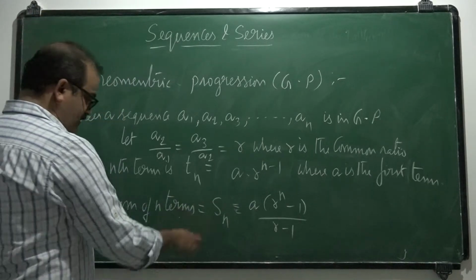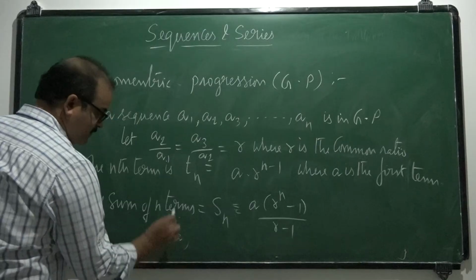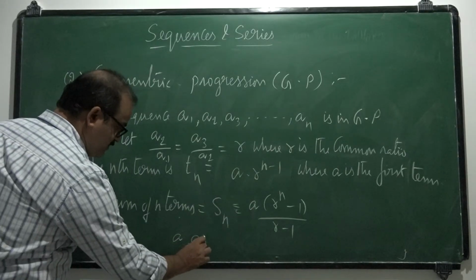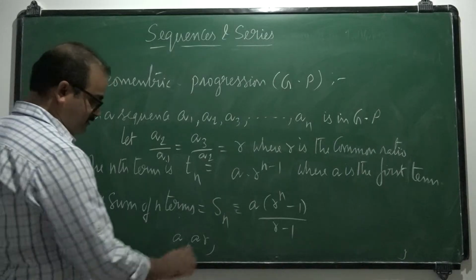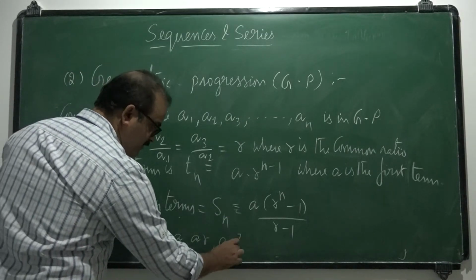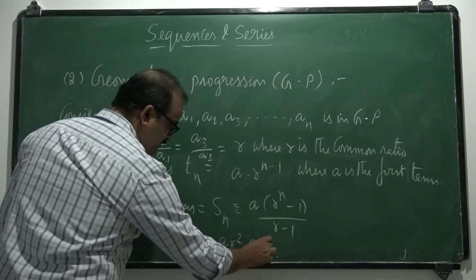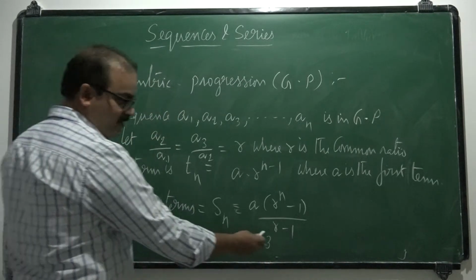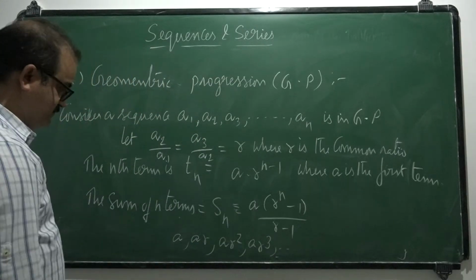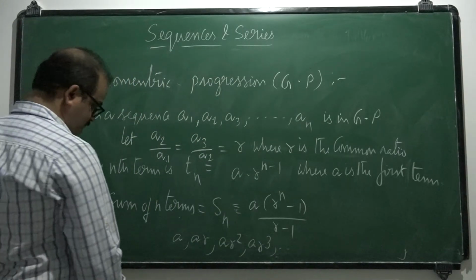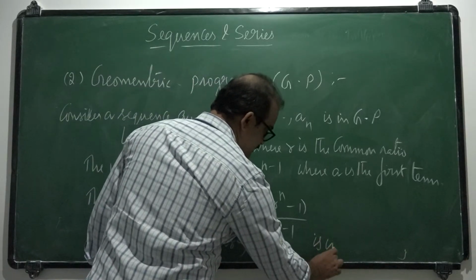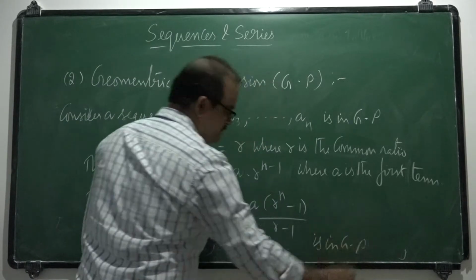See here, A is the first term. If R is the common ratio, then the next term must be A into R. The third term is A into R square. Next term is A into R cube. If you multiply with R, then you get the entire series. Therefore, it is in geometric progression.